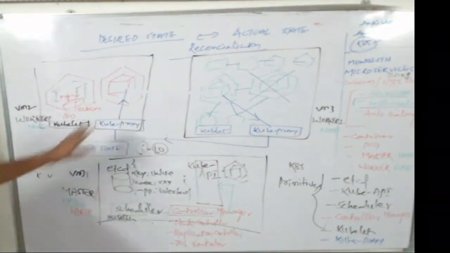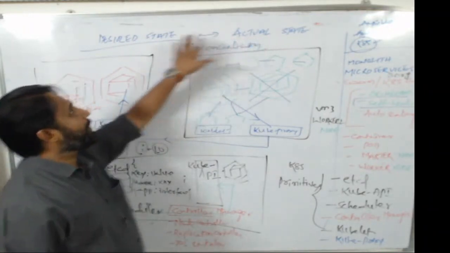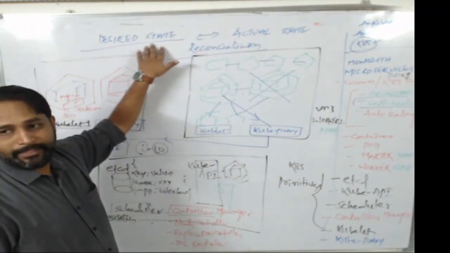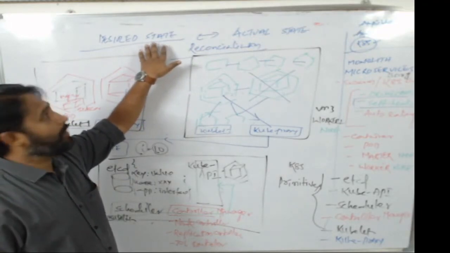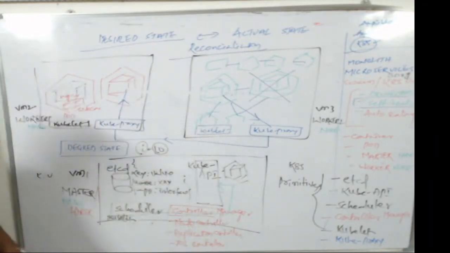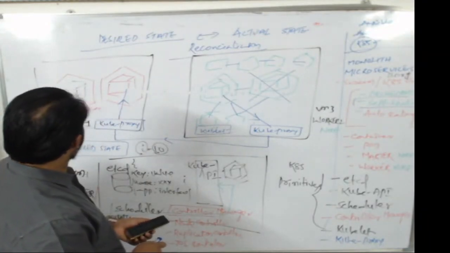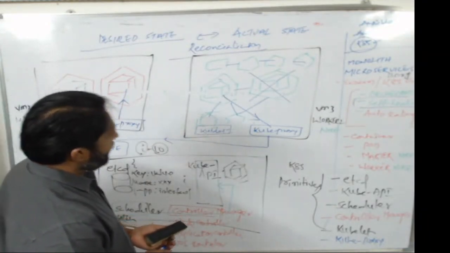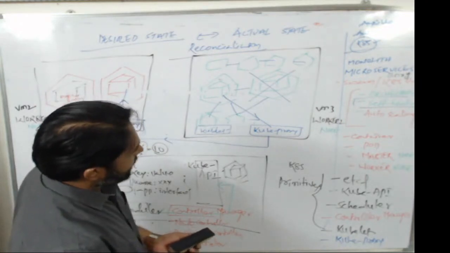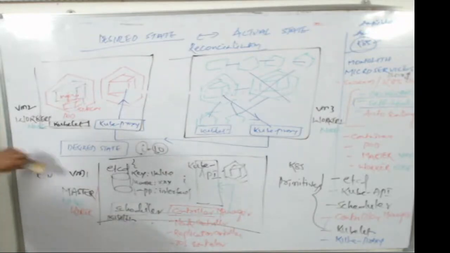Right? So what we are doing always is taking the actual state and trying to make sure it is same as the desired state. I'm trying to reach what I want always. Yeah. That's pretty much it. The very basics. Now that's it.